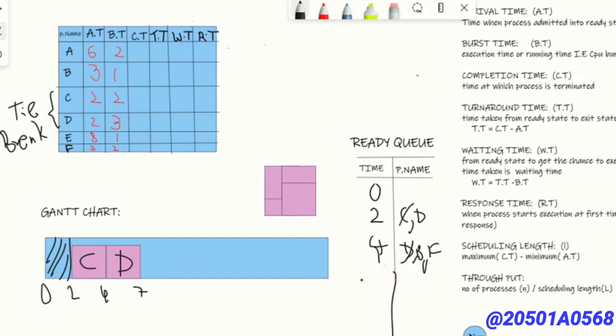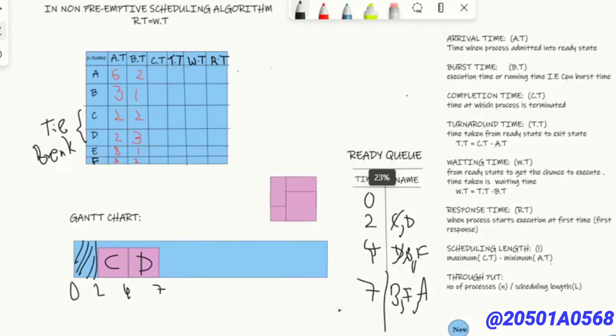Next, at 7 milliseconds, the process entered into the ready queue is A. Already B and F are entered. B, F, A. Now, B is scheduled first. The burst time of B is 1 millisecond. 7 plus 1, 8.